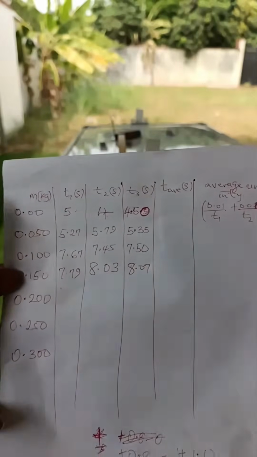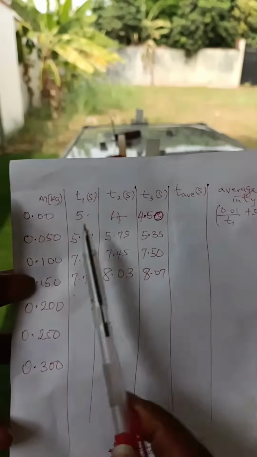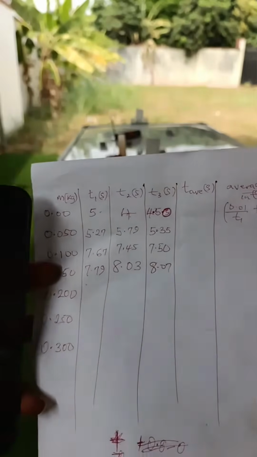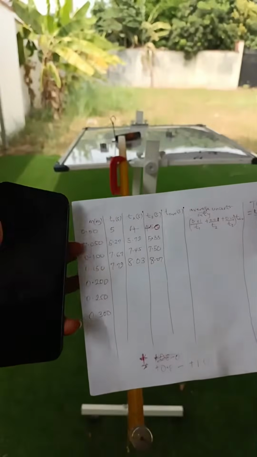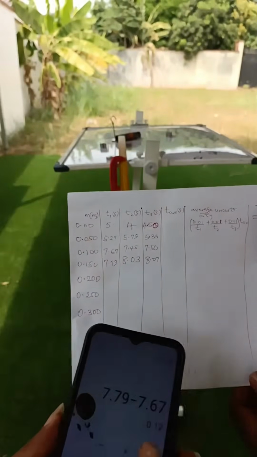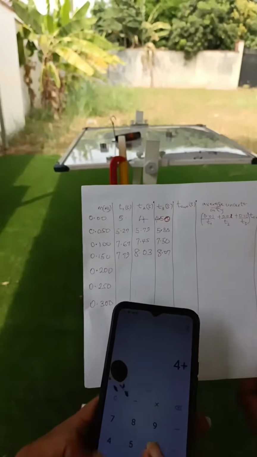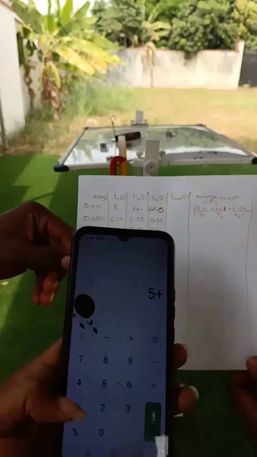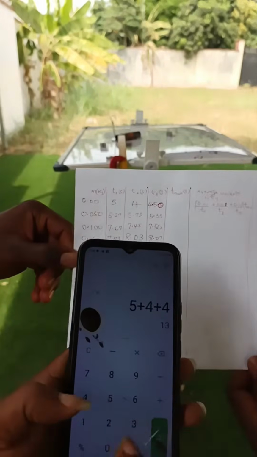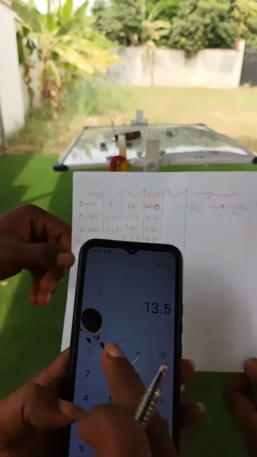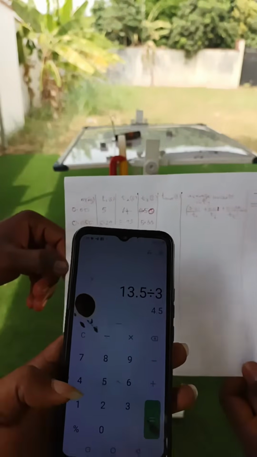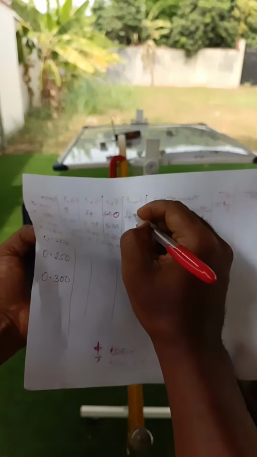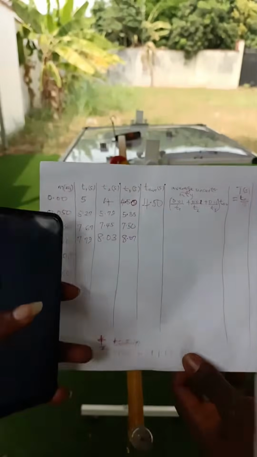Okay, let us now evaluate T average. To get T average, what you have to do is to add T1, T2, T3 and divide by 3. So take your hand backward. Let me work on it. T1, 5 plus T2, 4. Okay, we have 5 plus 4 plus 4.50. I am dividing this by 3. This gives us 4.50. So T average here will be 4.50.